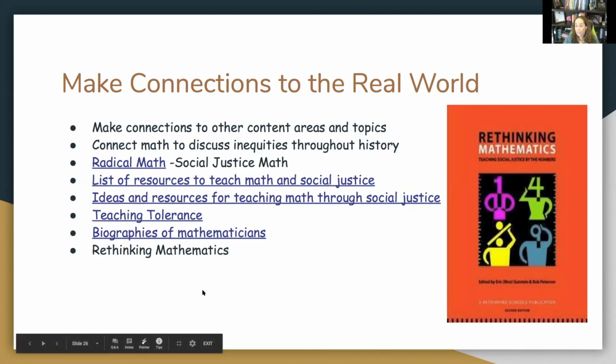And another one is this book that I'm going to highly, highly recommend. I believe it is like $9 on Amazon. I looked it up this week particularly. It's called Rethinking Math, teaching math through a social justice lens. And so it gives us more ideas on how to teach math and social justice, and altogether, again, making those connections to the real world for students.